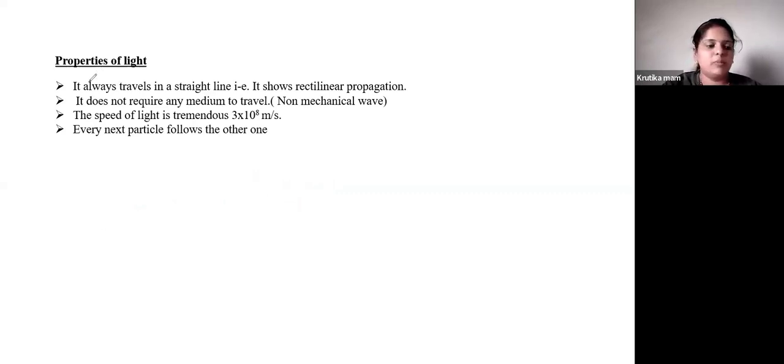Yes, hope so. The properties of the light are clear to everyone. So, first point, it travels in a straight line and does not require a medium for propagation. The speed of light in vacuum is constant and the value is 3 into 10 to the power of 8 meter per second. Every next particle follows the other one. So these are the properties of the light.